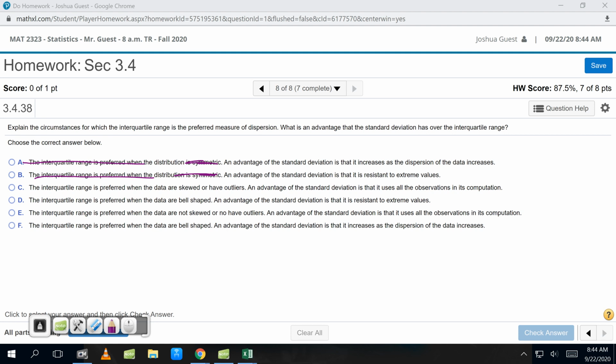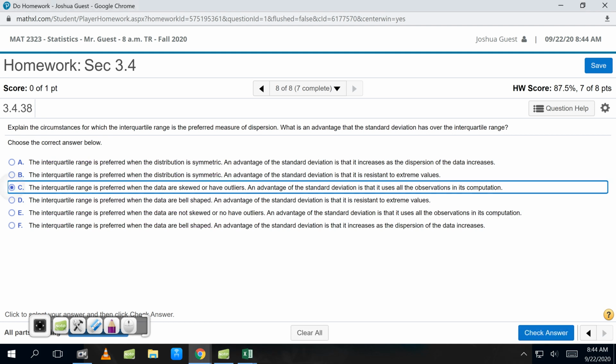The interquartile range is preferred when it's bell-shaped? No, when it's bell-shaped, that's symmetric. We don't want that for the interquartile range. It's preferred when the data is not skewed? No, we don't want that. So then C it is for sure. Bell-shaped is symmetric, and we want the standard deviation for that, so this is definitely C.